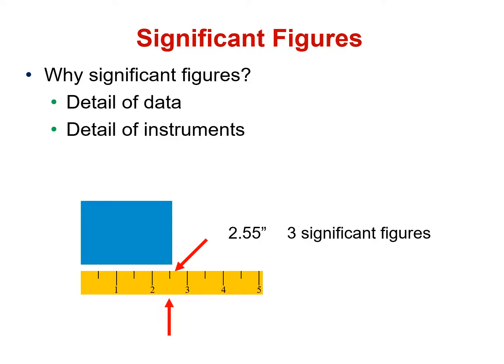So now you can see that when you have a measuring device that gives you a little bit more detail, your data is going to have more detail as well, and you'll end up with more significant figures as a result. So now that we have an understanding why numbers can be significant, how do we determine which numbers are significant just by looking at a number? Well, that's what we're exploring next.